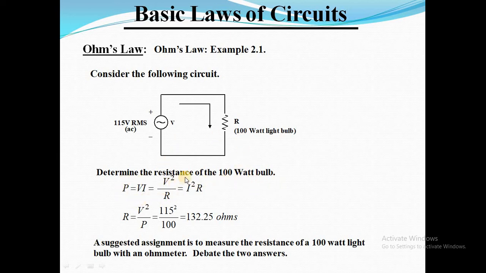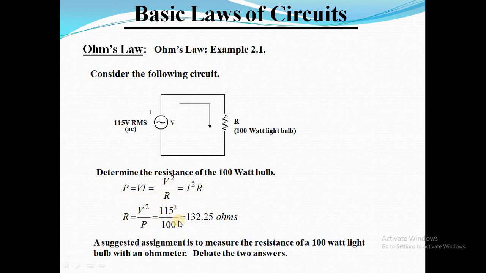P is equal to VI, V square divided by R, or I square R. So R is equal to V square by P. P is the power generated, that is V into I. We have studied in physics how to calculate power: V square by R, I square R. So anyway you can represent this power, and otherwise you can represent R by V square by P.